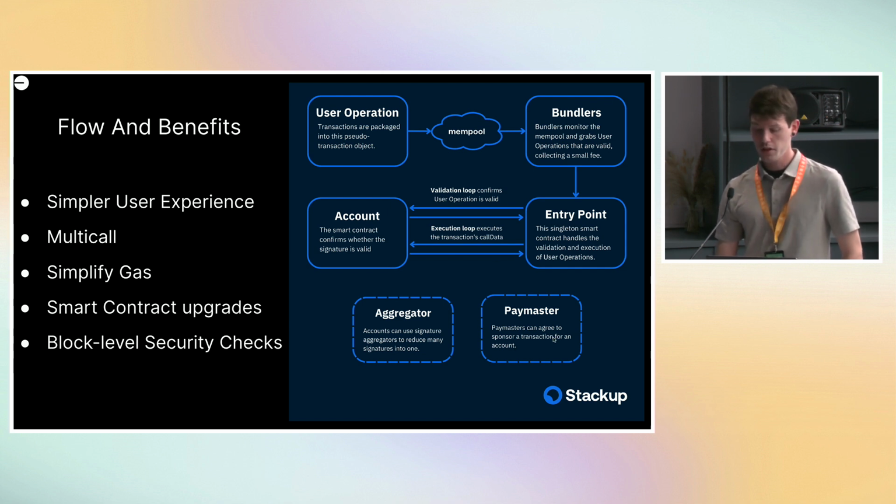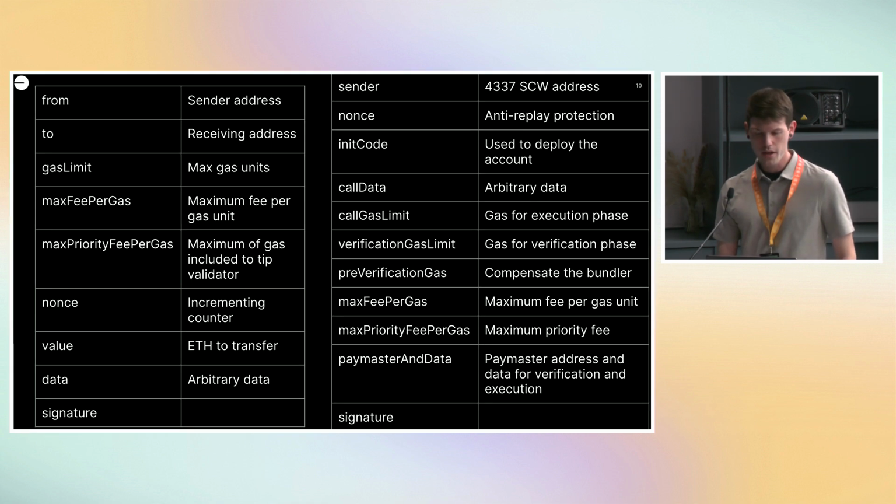The paymaster is completely optional. If the paymaster is involved, then during the execution loop, it'll pull gas or the fee out of the paymaster. All right, so that's the high-level flow of 4337. There's a lot of complexity added there, and so we'll talk a little bit about why that is better.